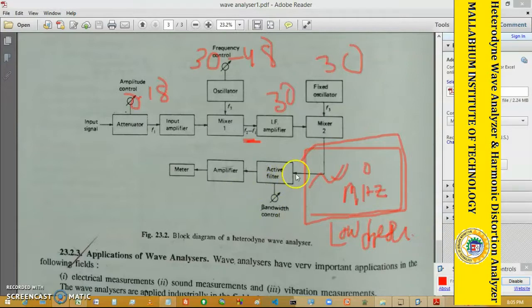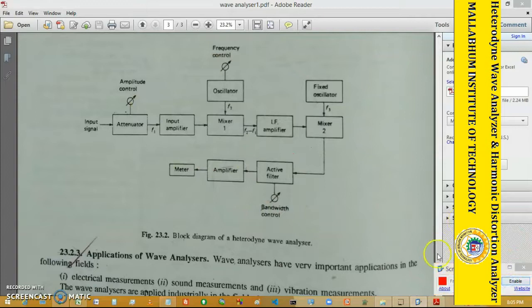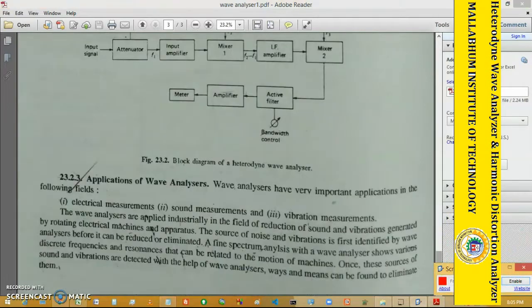That's why we have a low pass filter, an active low pass filter here. Then we amplify, then we measure the amplitude of the signal with the meter. So that is the main principle of your heterodyne wave analyzer. And these are some applications. It is used in electrical measurement, sound measurement, and vibration measurement. So it is used for different purposes and in different sections.